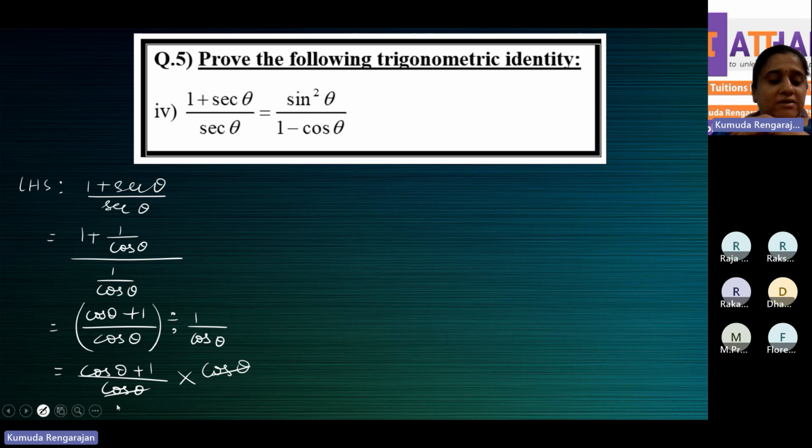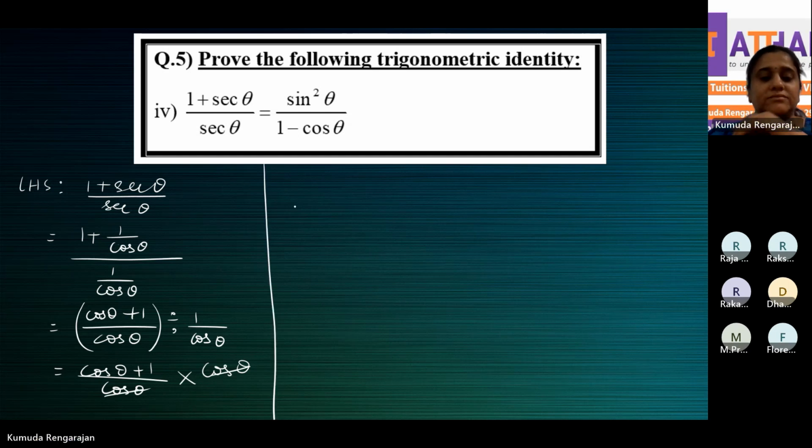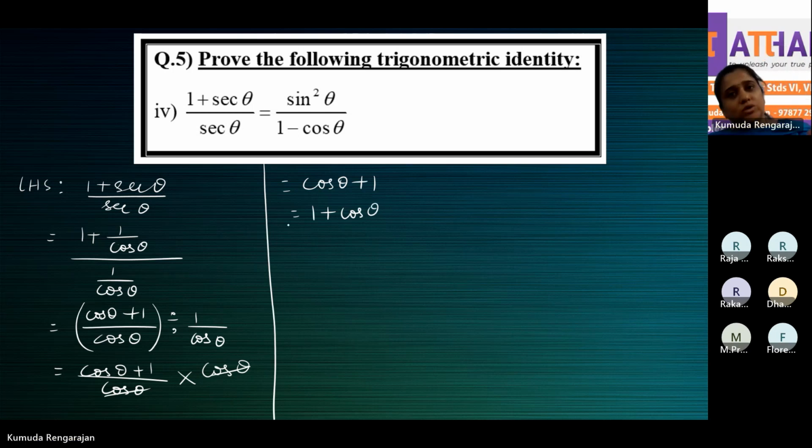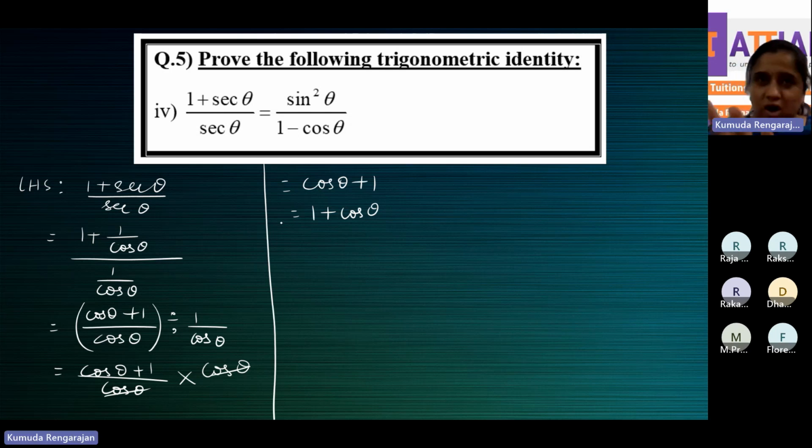So that cancels and this is equal to cos theta plus 1, or it's nothing but 1 plus cos theta. Now you can stop here, because you feel, 1 plus cos theta, what can I do beyond this? You can stop here, take up the RHS and get the same result, 1 plus cos theta. LHS is equal to RHS. Or you can proceed with this also.